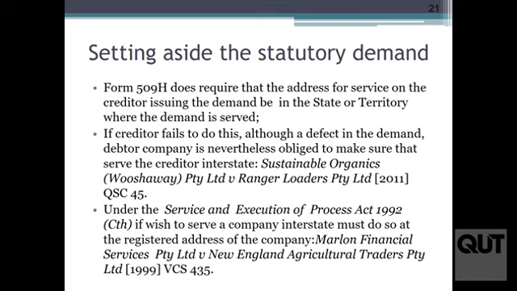Okay, so as you can imagine, sometimes the creditor will fail to do this. If they do fail to do this, if the debtor company still wants to have the demand set aside, they still have to serve the application to have it set aside on the creditor interstate. Even though the creditor has failed to give the debtor company an address in the state, the debtor still has to serve the creditor interstate. This is an important point.